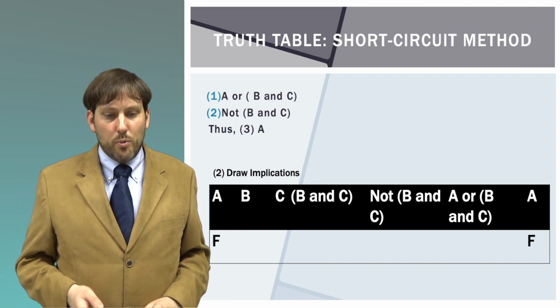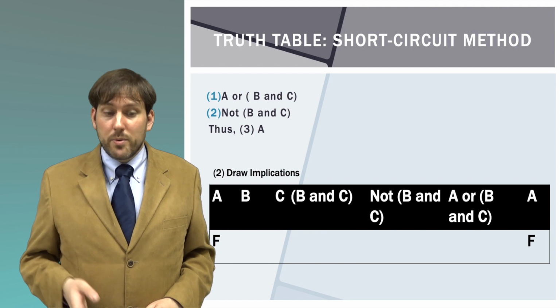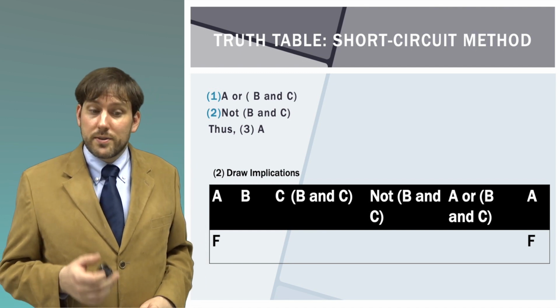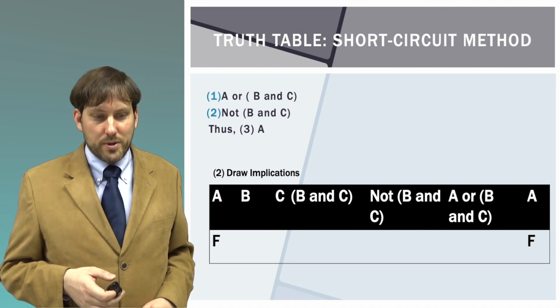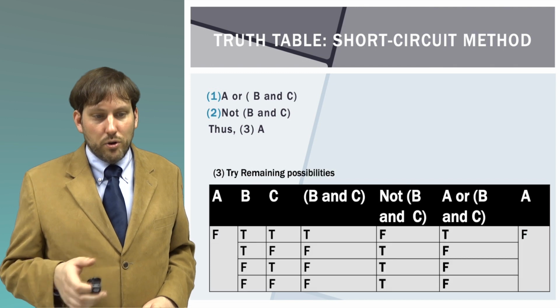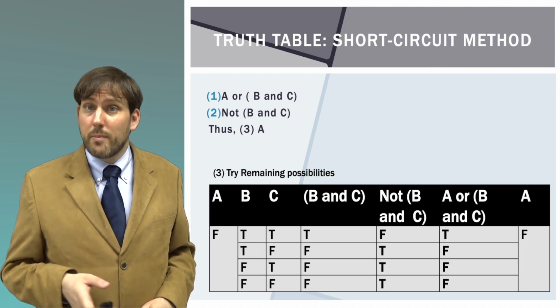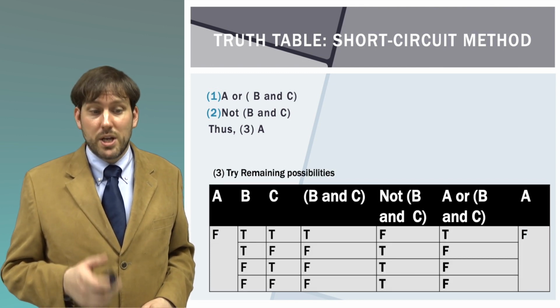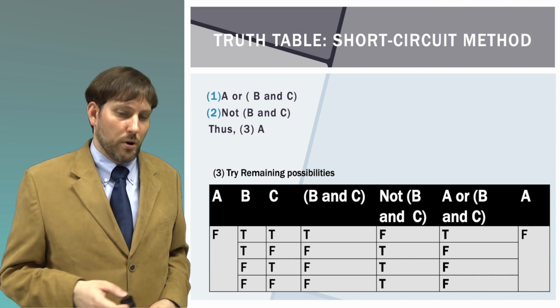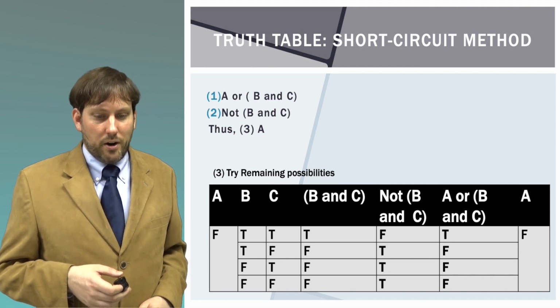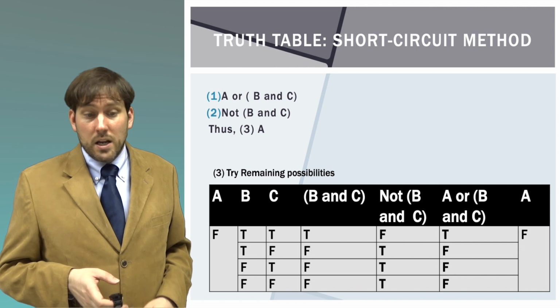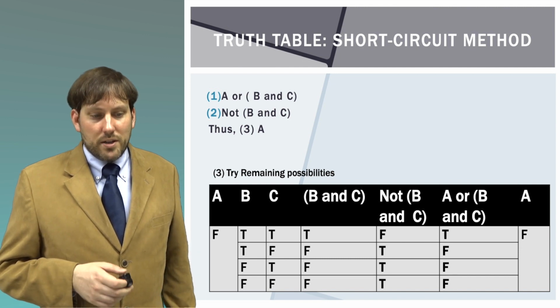After that, let's see what we can do. To make the premises true, we should start with that second premise, the second premise being A or B and C. The only way to make this true is to make both B and C true. So I've given us a helper row. If we fill that out, the only way to do that is to make B and C true.